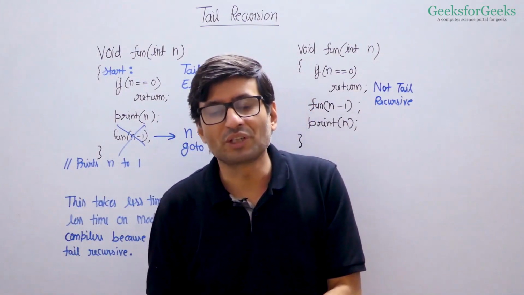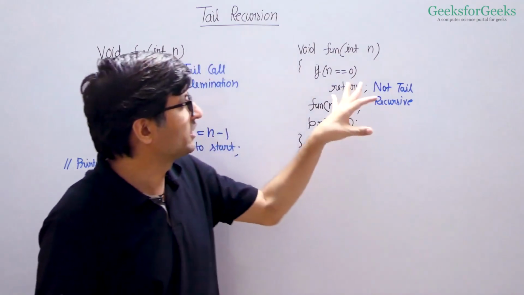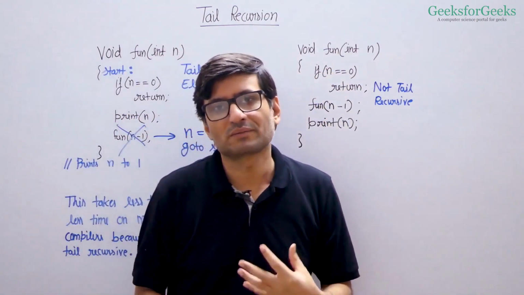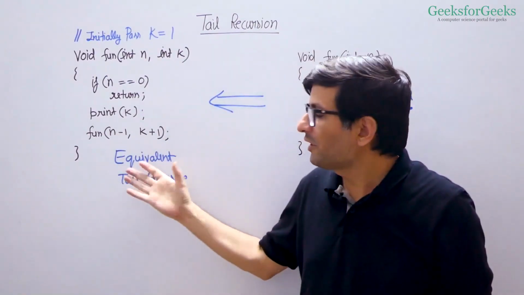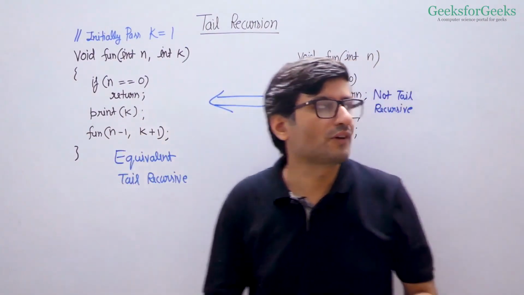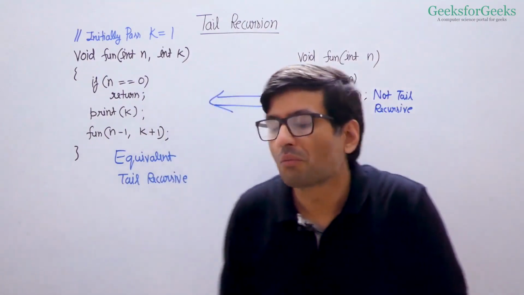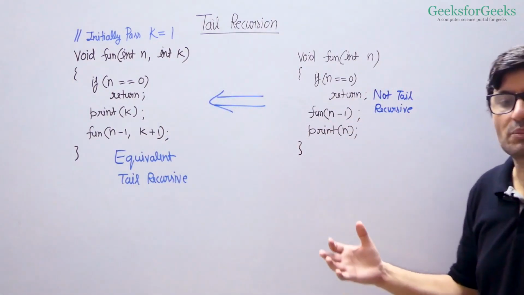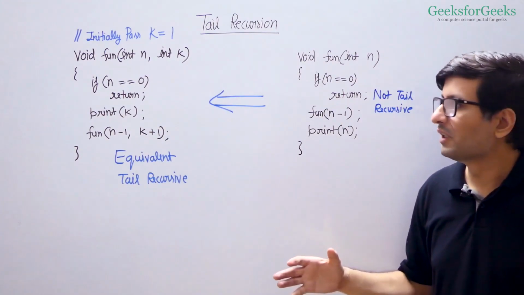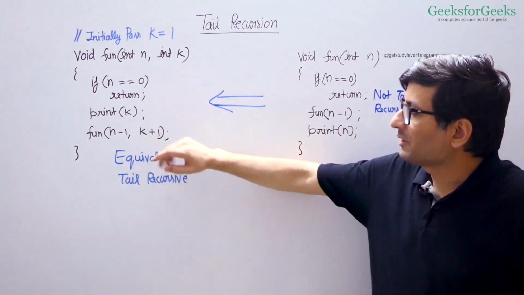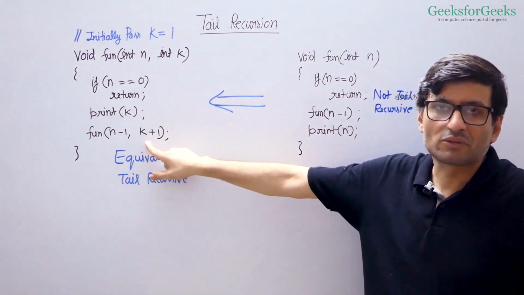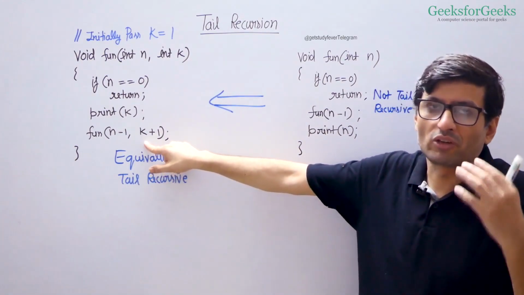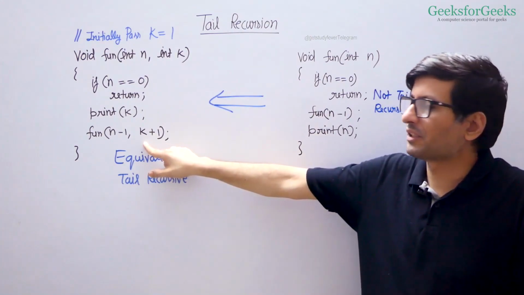Now please pause this video and try to think of changes to this code so that it can become tail recursive. Here is the equivalent tail recursive function for this function. Both of these functions are recursive and both of these functions print numbers from 1 to n. In this tail recursive function, the last thing is the recursive call. So no overhead, and the compiler would do tail call elimination and this would run faster.